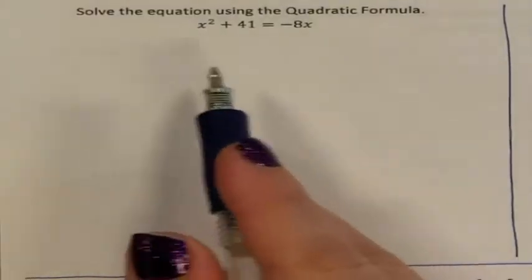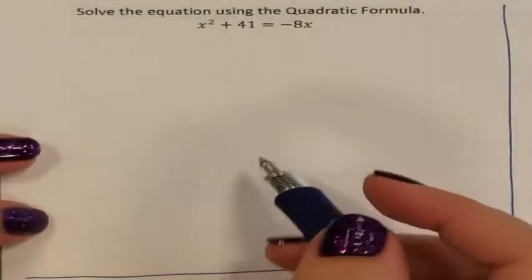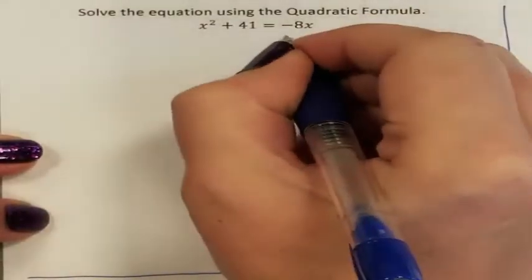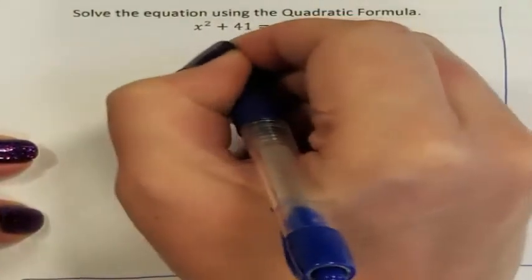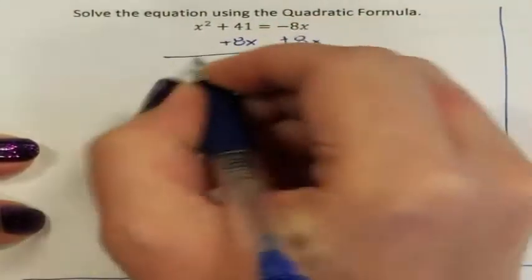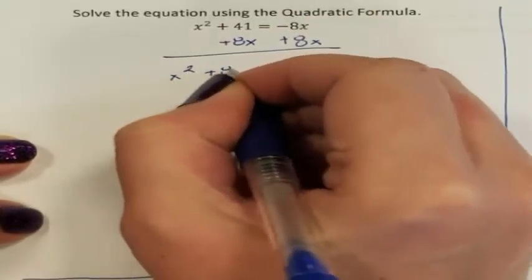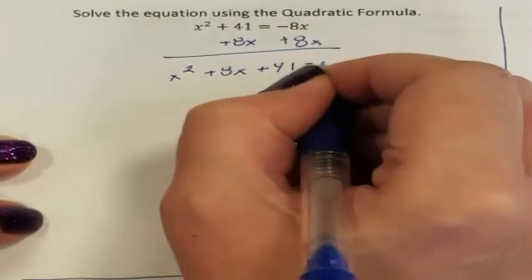Our next problem, we're being asked to solve using the quadratic formula. This is not equal to 0 yet, so we cannot solve it. So I need to first make it equal to 0. So I have x squared plus an 8x plus 41 equal to 0.